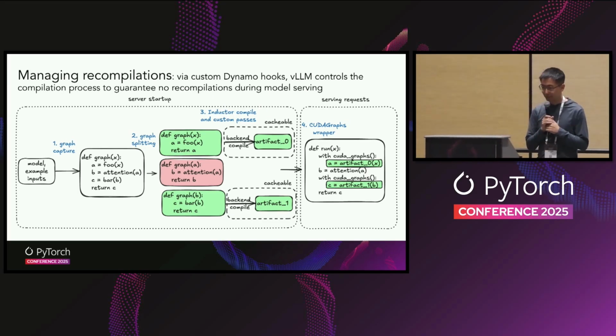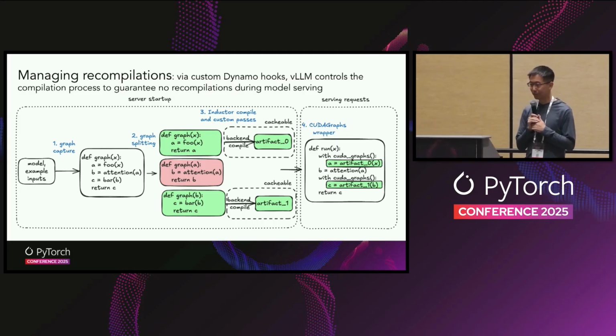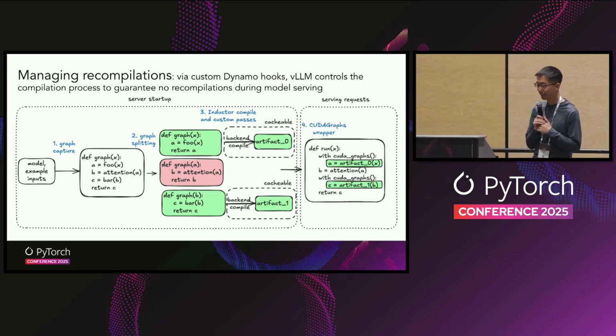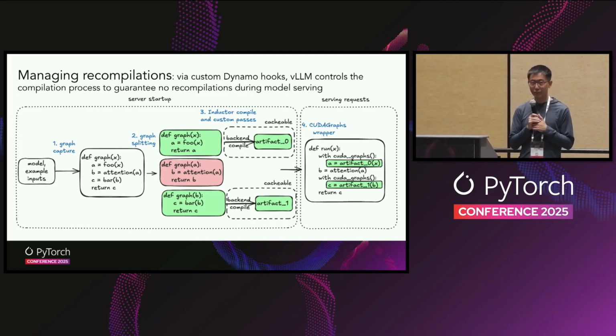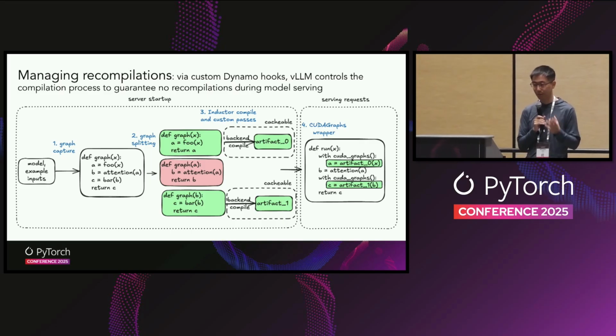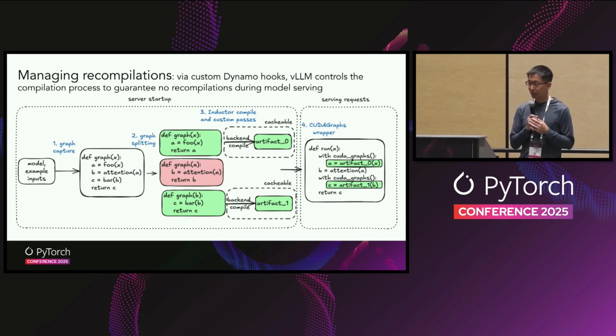Okay, the first one is recompilations. Recompilations are kind of annoying sometimes. You don't want recompilations during serving. They will make your latency pretty bad. And so vLLM really controls the compilation process. In the first part, it captures one single graph that can represent all the semantics they want, prefill, decode, etc. But also vLLM uses custom Dynamo hooks to just straight up drop all the Dynamo guards that are responsible for recompilation, so that it will literally never recompile.